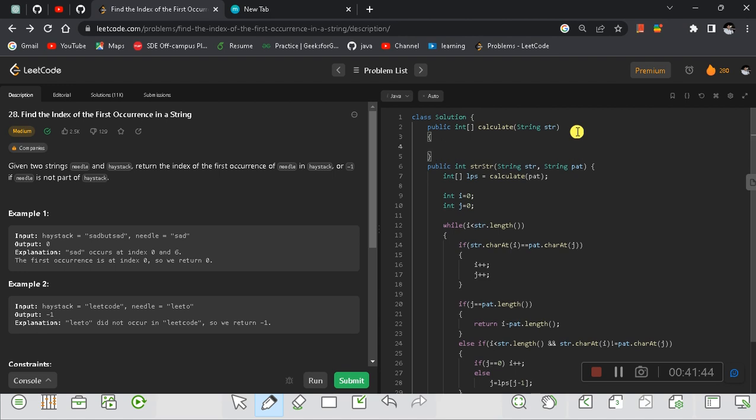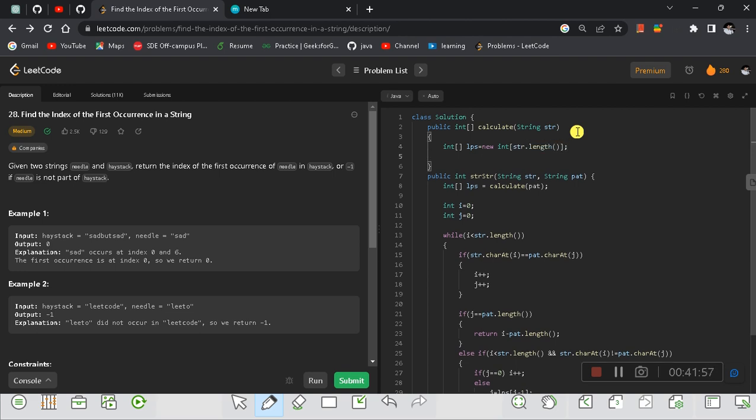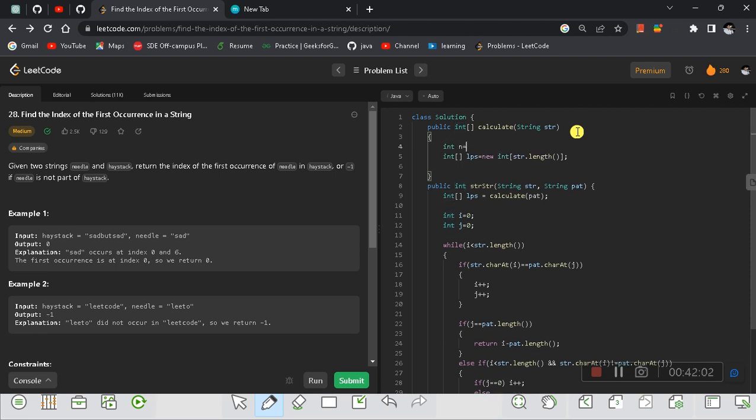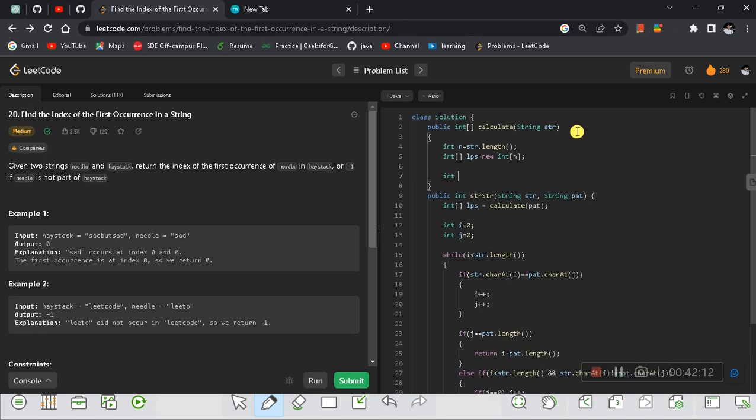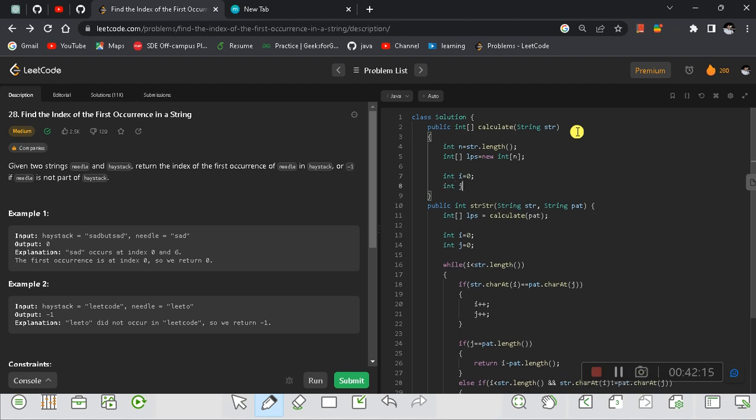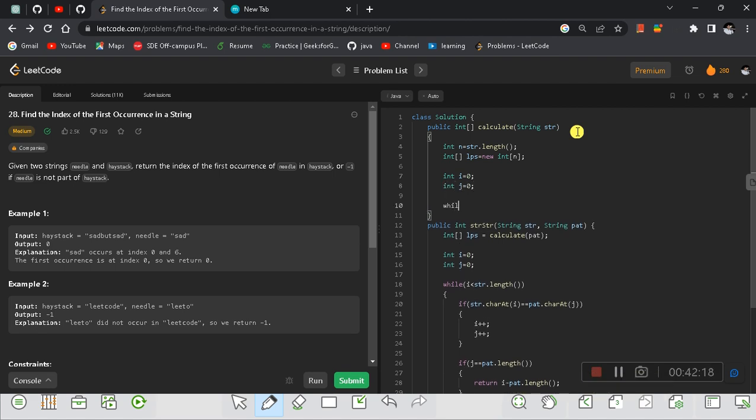So in the LPS function, I'm going to have an array LPS of size str.length. I will also do n equal to str.length, because this length is going to be used again and again. Now I'm going to set i equal to 0 and j equal to 0, which I've explained already. One more thing we have to do is LPS of 0 equal to 0, which is obvious.